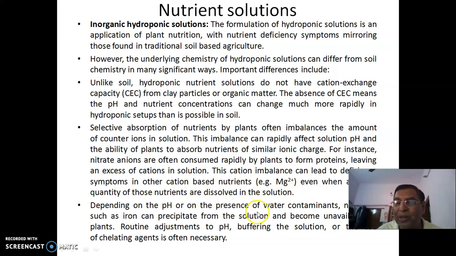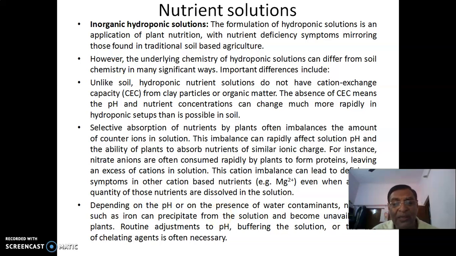Depending on pH or on the presence of water contaminants, nutrients such as iron can also precipitate from the solution and become unavailable to the plant. This is another problem. The iron is a micronutrient actually. NPK are the macronutrients. There are many micronutrients like this. So iron gets precipitated depending on the pH, because pH is changing very quickly.